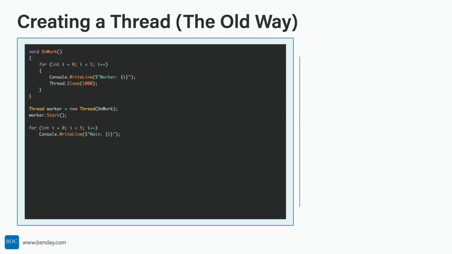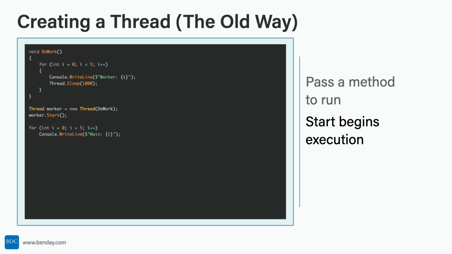Warning. This is the primitive approach. Don't do this in production code, but you need to see it to understand what's happening under the hood. You create a thread by giving it a method to execute. That method becomes the thread's job. It'll run this code on a separate thread of execution. The thread doesn't run until you call start.